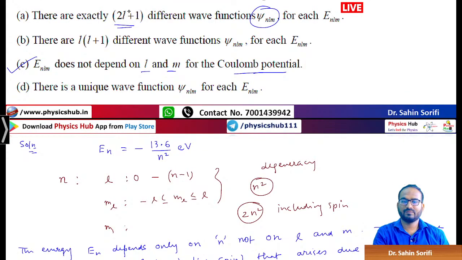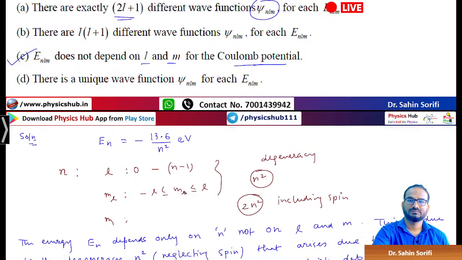Because this is one for one L value, and L itself can run from 0 to n minus 1, so the total wave function degeneracy will be n square. And this is just to distract you: L into L plus 1. L square is equal to L into L plus 1 h square, so from that they have picked up this, and the 2L plus 1 they have taken from this. But actually the degeneracy concept is coming here.